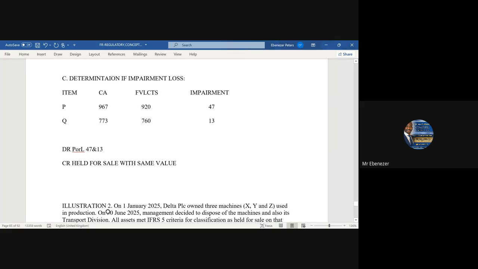So please, that is that for that. It's as simple as I told you. IFRS 5 is also simple. As long as it is me that will be taking you, everything will be simple for you by God's grace. And then you are going to go there and deal with them.